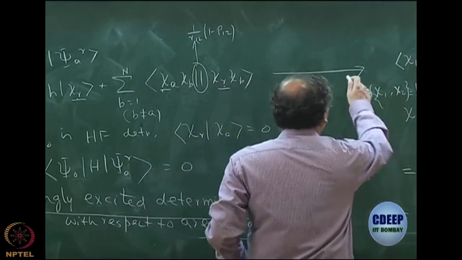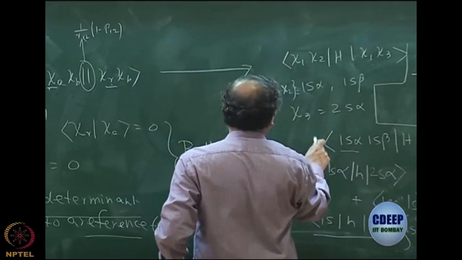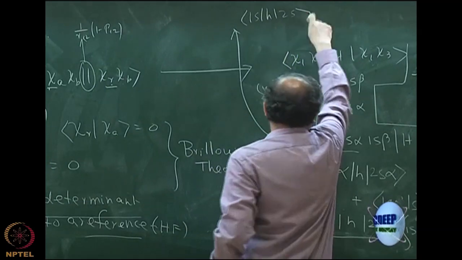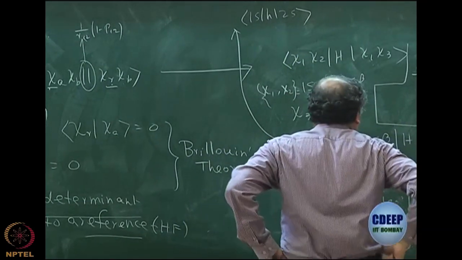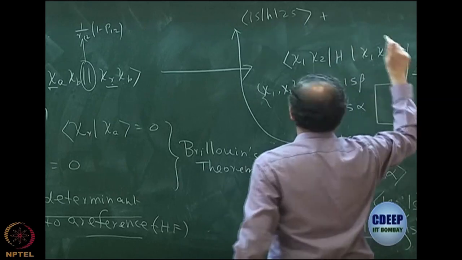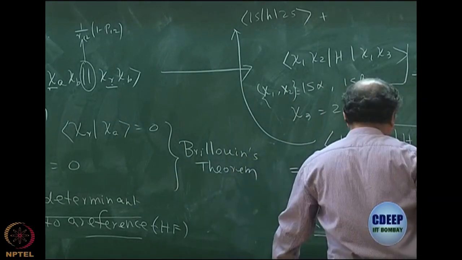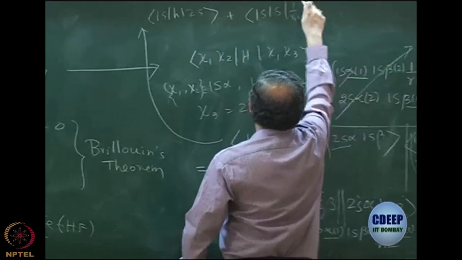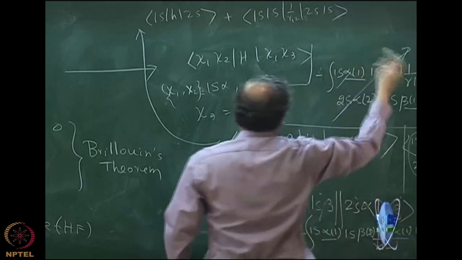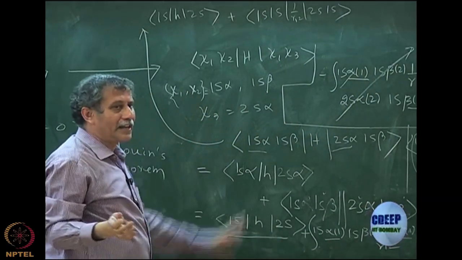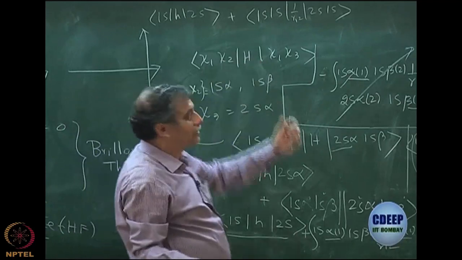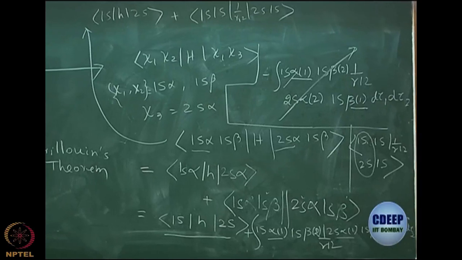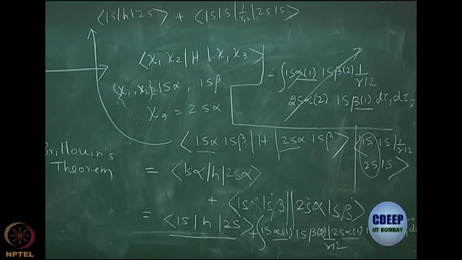So the result is, this result is finally 1s h 2s, plus 1s 1s, 1 by r 1 2, 2s 1s, or 1s 2s. It does not matter how you write it now. You can write it 1s 2s, it does not matter because both sides are identical. So that's a result of the spin integration. Exchange vanishes for the same reason.